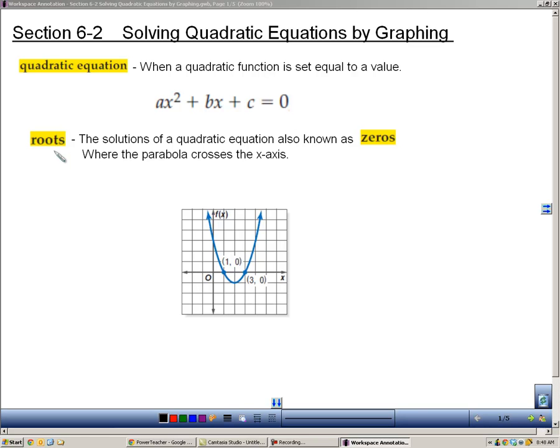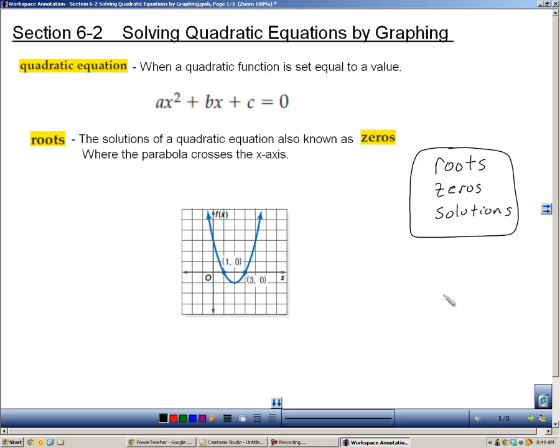Now, the word roots is one of the words we use to talk about the solutions of a quadratic equation. The word zero is also used. So roots, zeros, and solutions are all three words that we use to describe the place where a parabola crosses the x-axis.